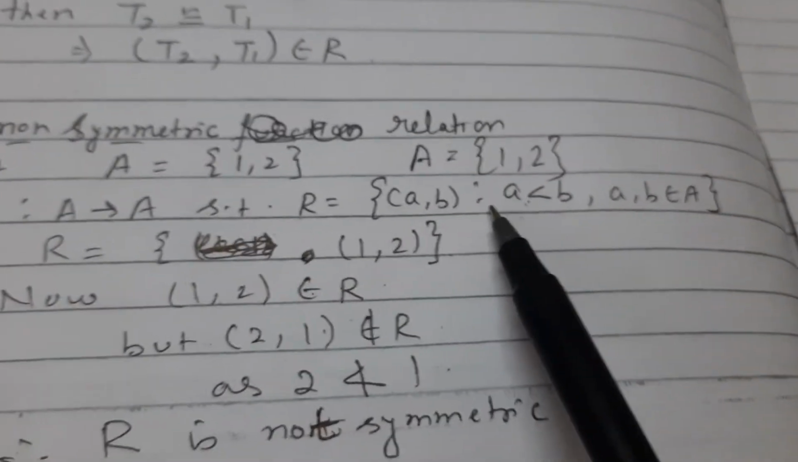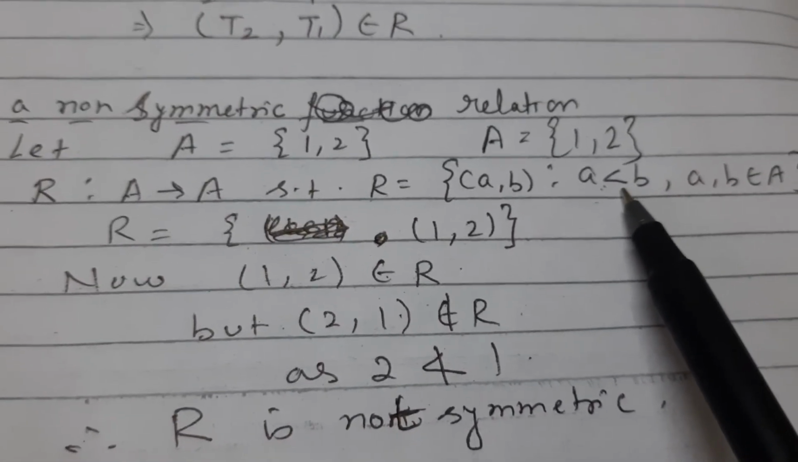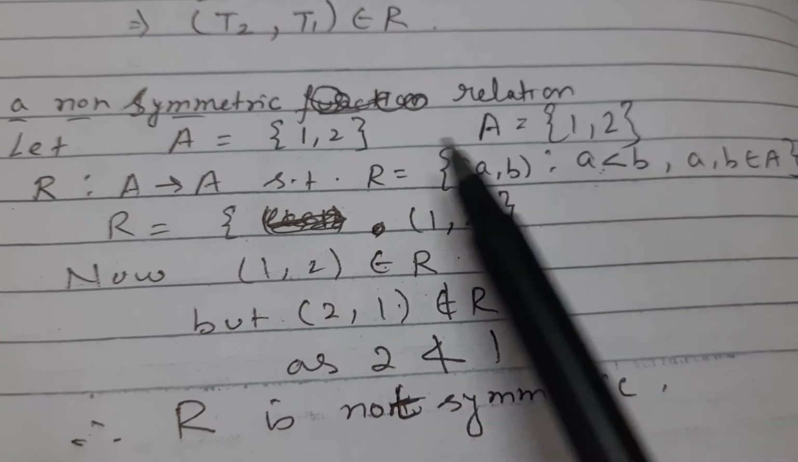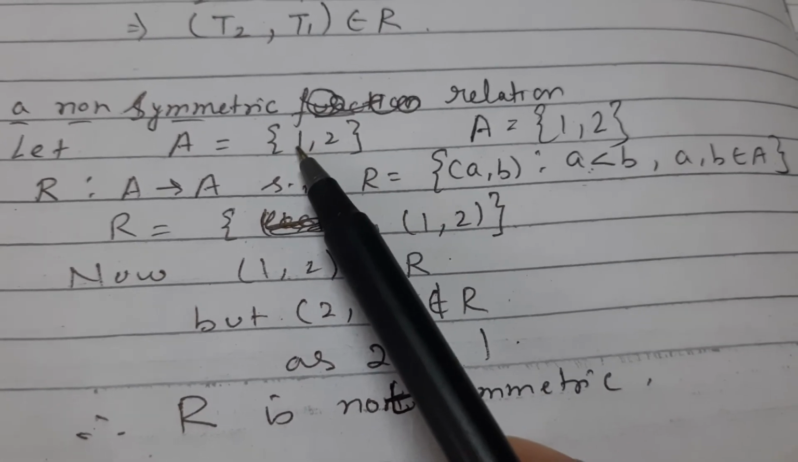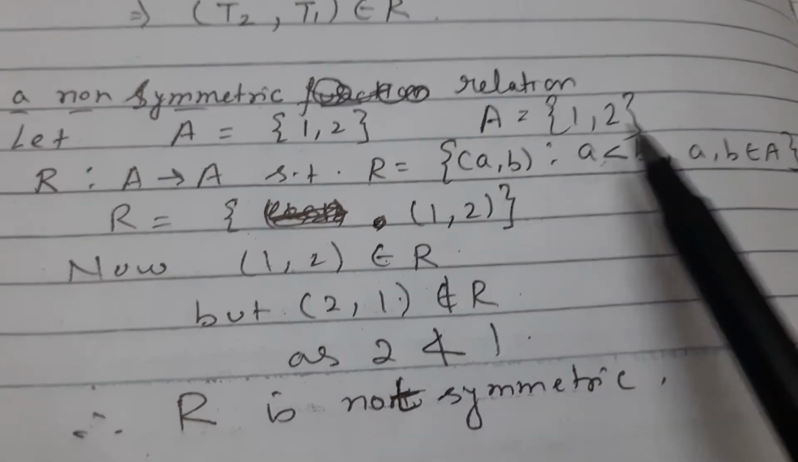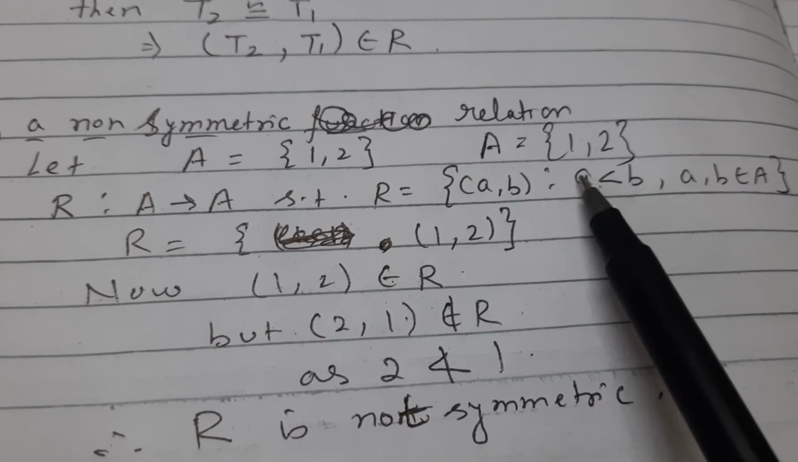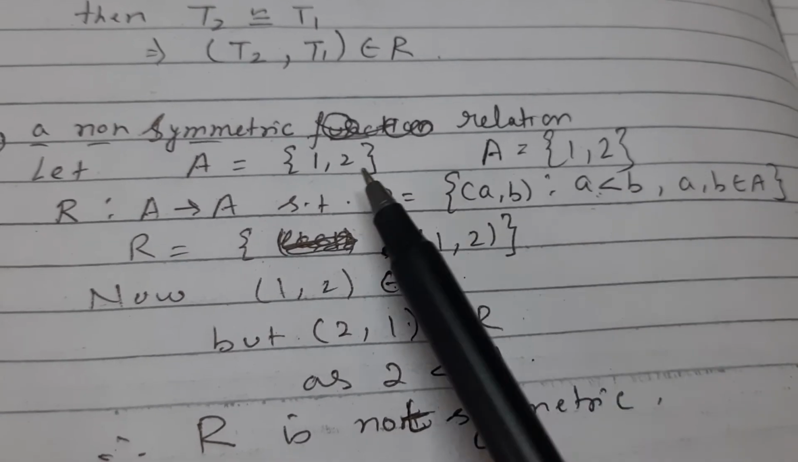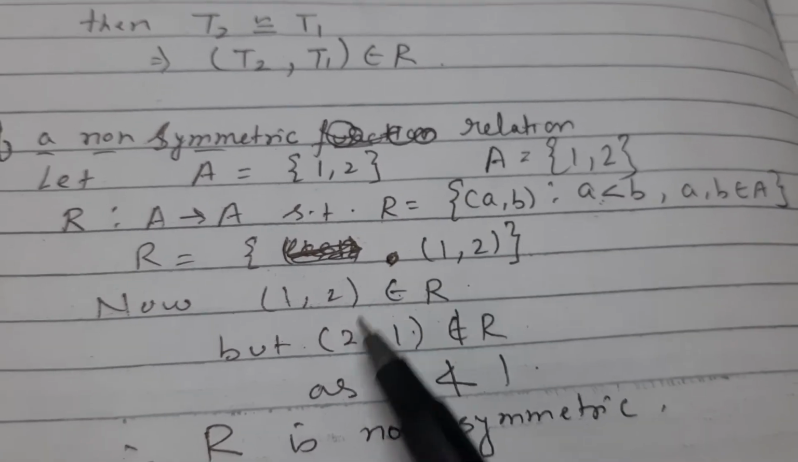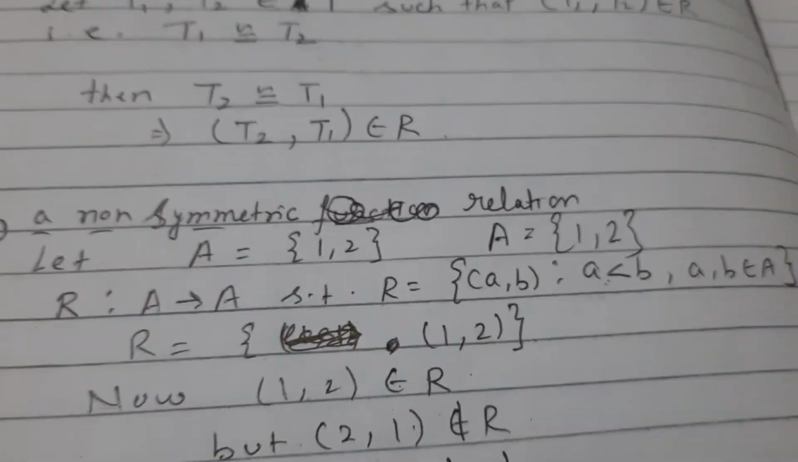Here you can see that R is not reflexive also, because no element is less than itself. If I take (1, 1), is 1 less than 1? No. If it were less than or equal to, then I could have said yes, (1, 1) belongs here. But if it is only a less than b, then (1, 1) and (2, 2) do not belong to R. So it is not reflexive also.